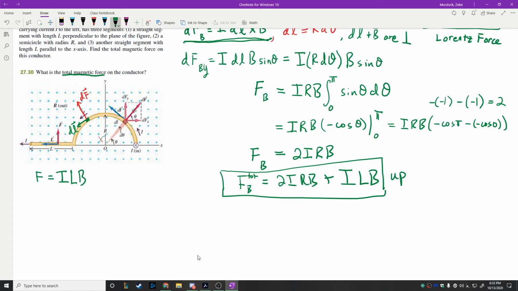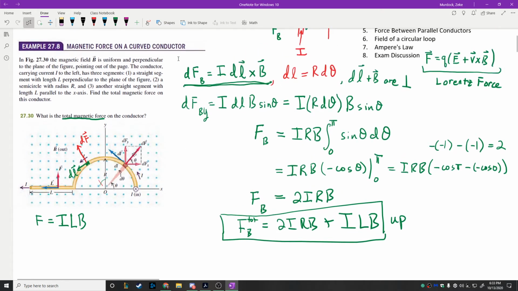Okay. Yeah, so if you have a situation where you have a curved conductor, you're going to want to use this equation. Or if you have a situation in which either the current or the magnetic field changes over some region, you'd also need to use this equation.